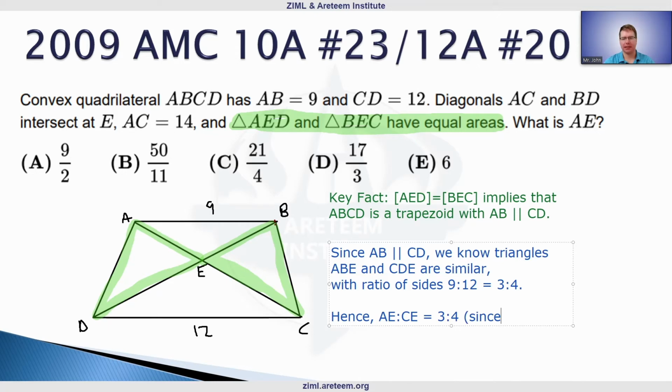And since AC equals 14, this implies that AE is 6 and CE is 8. 3/7 of 14 is 6, 4/7 is 8. We don't need that second part because AE is 6, which gives us answer choice E. That is our final answer in this scenario. So in geometry, be suspicious of some facts. That gets us to, we have a trapezoid actually, and things are nice from there.